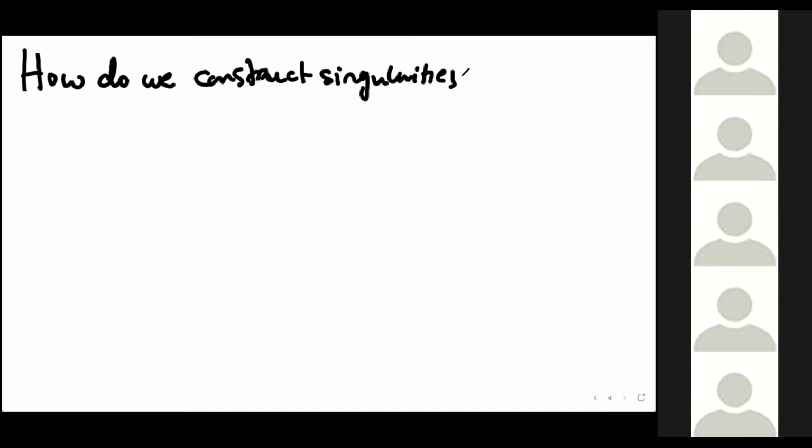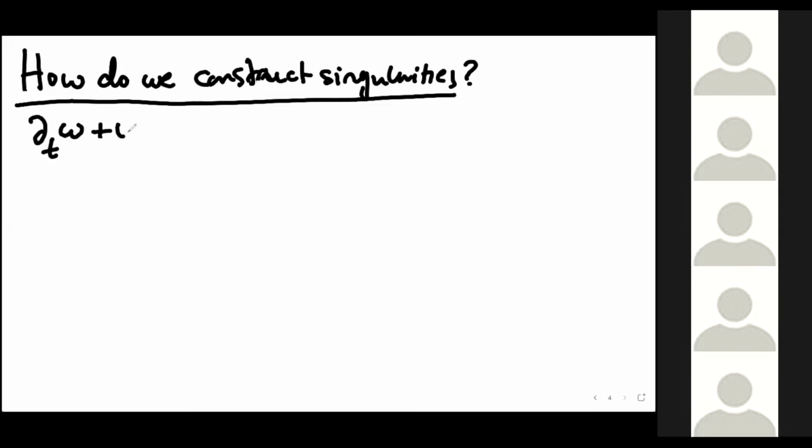Okay, so how do we construct a singularity? It's important that we first try to think about the simplest possible settings where singularities occur. Remember that what we're after is growth of the vorticity. So really, how do we construct a singularity? Another way of asking that question is, how do we get the vorticity to grow in 3D?